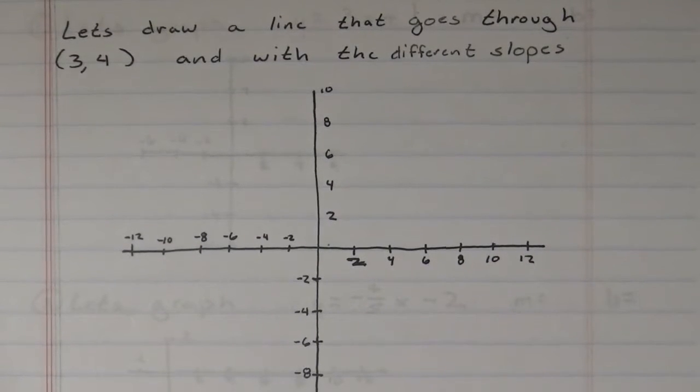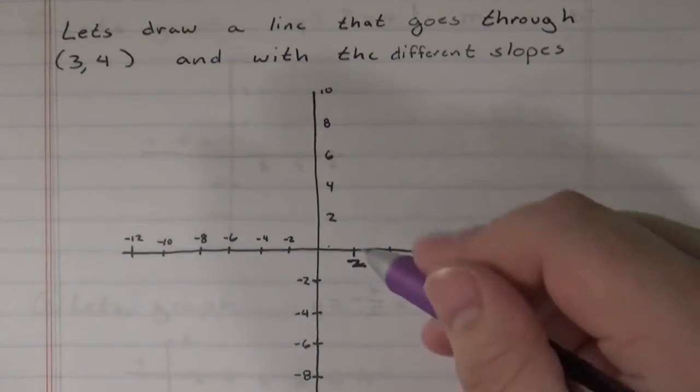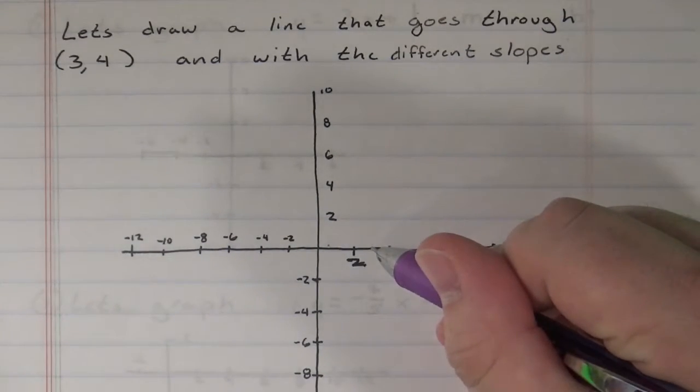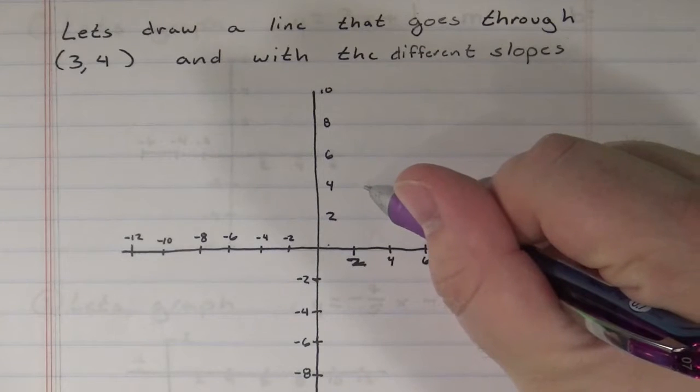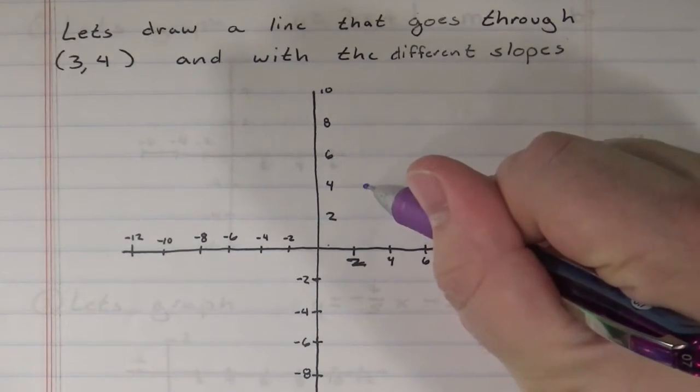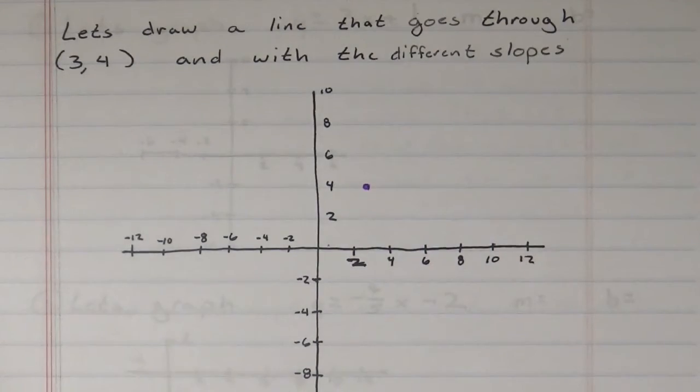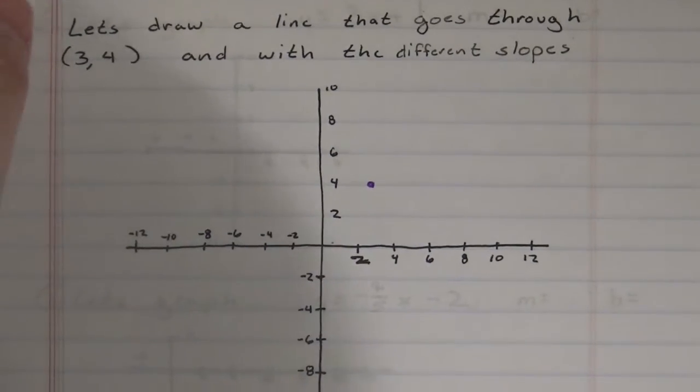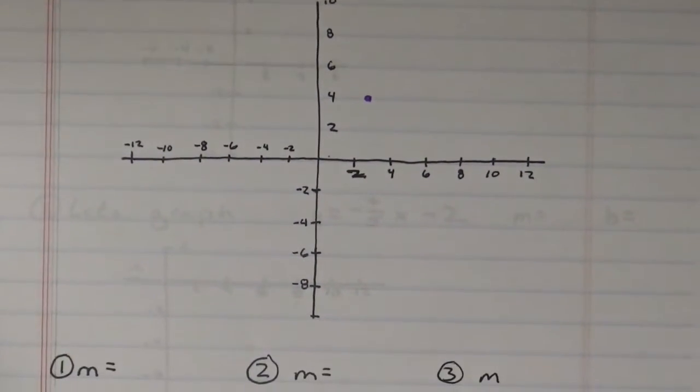All right, so this problem says draw a line that goes through the ordered pair of 3, 4 with different slopes. So how does this work? Basically, the first thing you need to do is plot where 3, 4 is. So we find it. Here's my 3 on my x-axis, there's my 4 on my y. We find where they meet and we put a dot there. All right, so there's 3, 4. So I'm going to slide this up and let's see what we can slope.